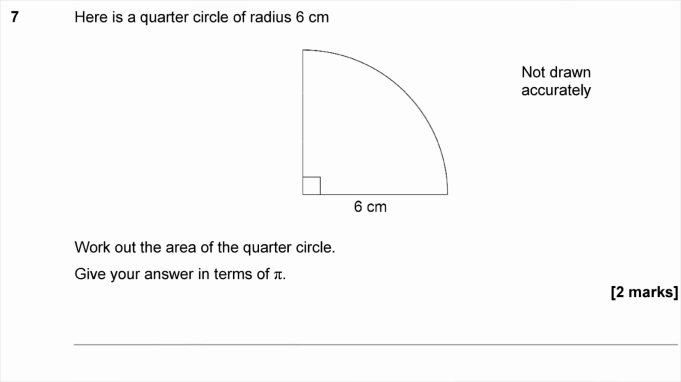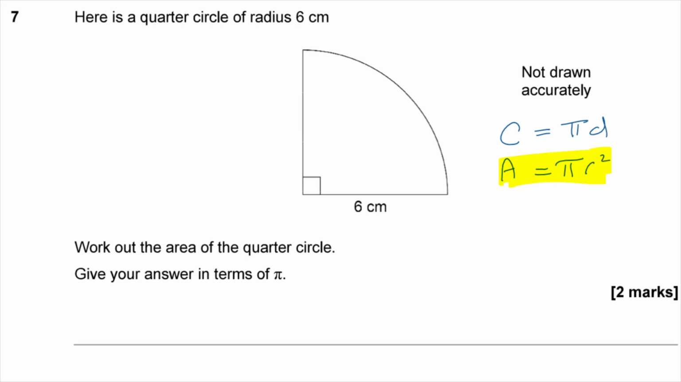Question 7. Here is a quarter circle of radius 6 centimeters. Work out the area of the quarter circle and give your answer in terms of pi. Okay, so you probably remember the formula for circumference and area of a circle. If you're struggling with it, cherry pie delicious, apple pies are too. Handy way of remembering it. So here we want area, don't we? So it's this formula that we're after. We don't have a whole circle, we've got a quarter of one.